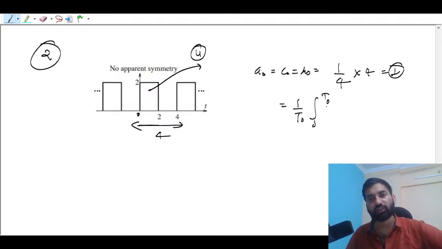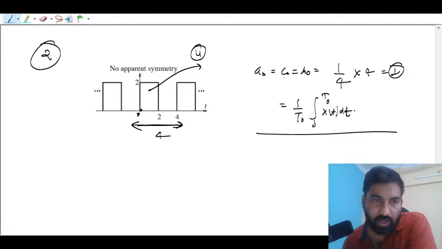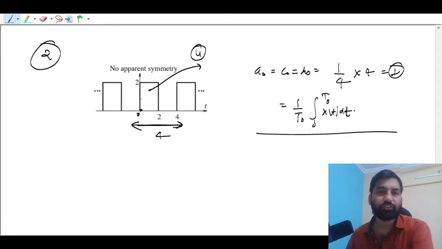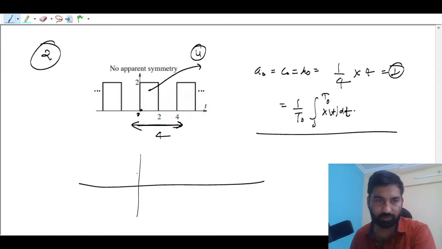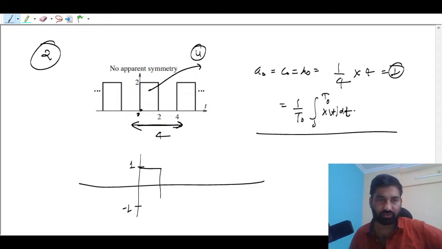Always remember the formula 1 by T naught, integral from 0 to T naught of x(t) dt, to find out the average value. T naught is the period, from where the signal gets repeated. Looking at the signal itself, you can tell there is a DC value associated with it, and if we subtract the DC value, that is 1, your signal will become like this. If you subtract 1, it becomes 1, and this becomes -1 because 0 minus 1 is -1. So this is the situation.